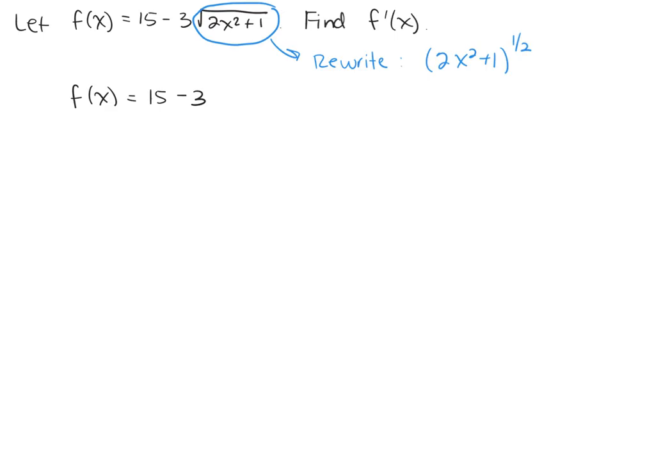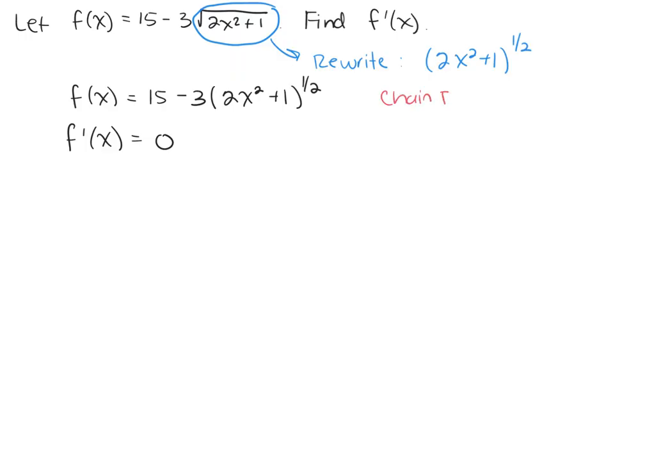So let's rewrite that as 3 times 2x squared plus 1 raised to the 1/2 power. Now let's take the derivative using the constant rule and the power rule, and then here we're also going to have to use the chain rule. So the derivative of 15 is 0, and then here, when we take a look at that second term, we're going to have to use the chain rule.